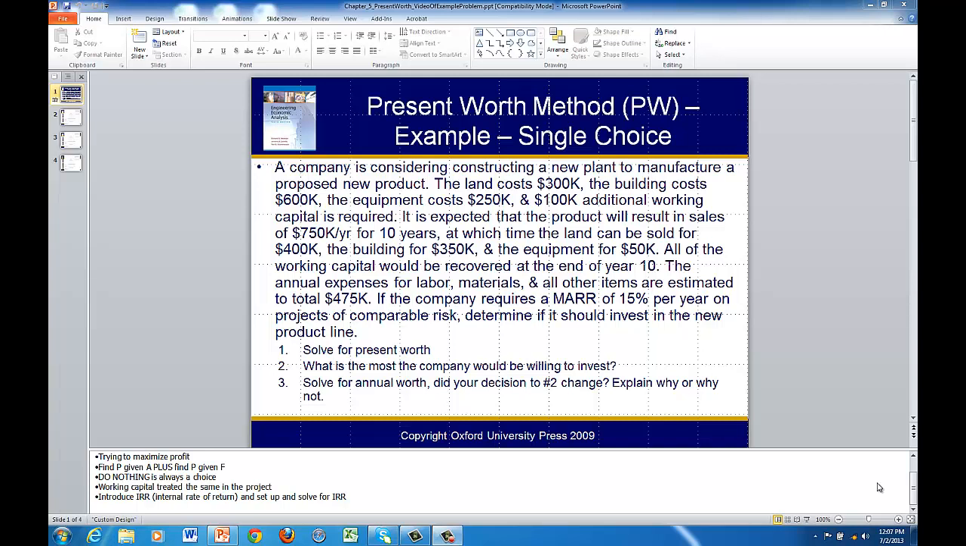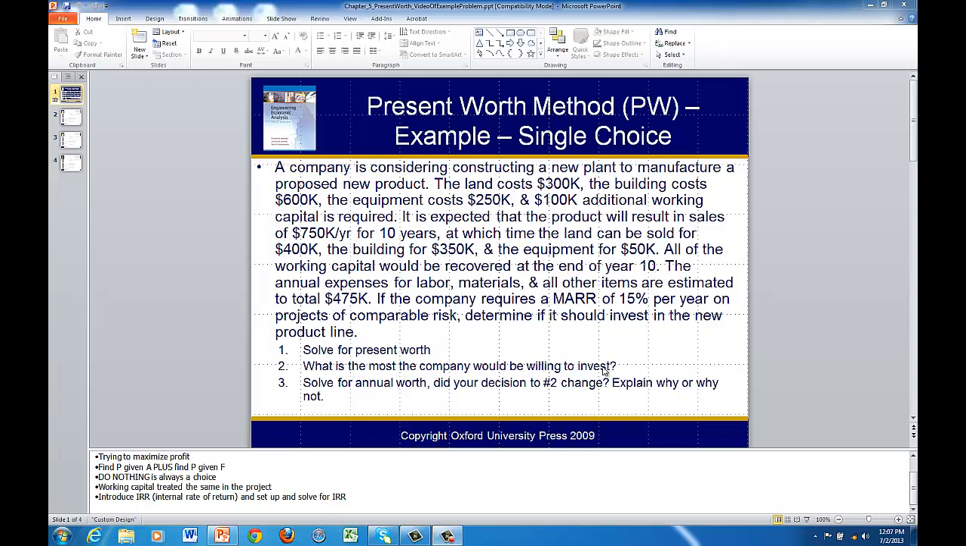Okay, so we're going to use our same problem. We've solved this in the prior two videos. We've solved it using present worth, and we found out the present worth was positive at the stated minimum attractive rate of return of 15%. So we knew that it was a project worth doing, and we were making more than 15% on it.